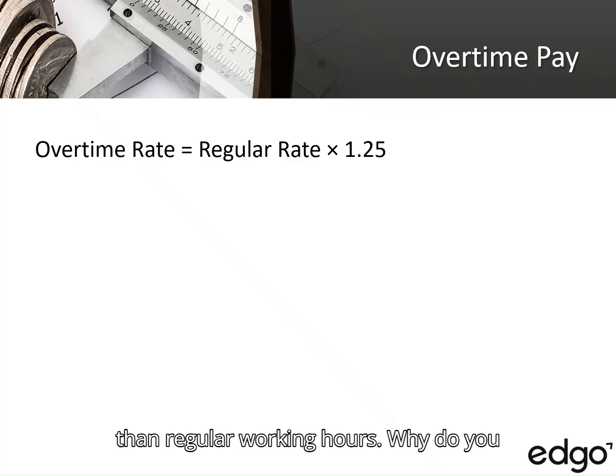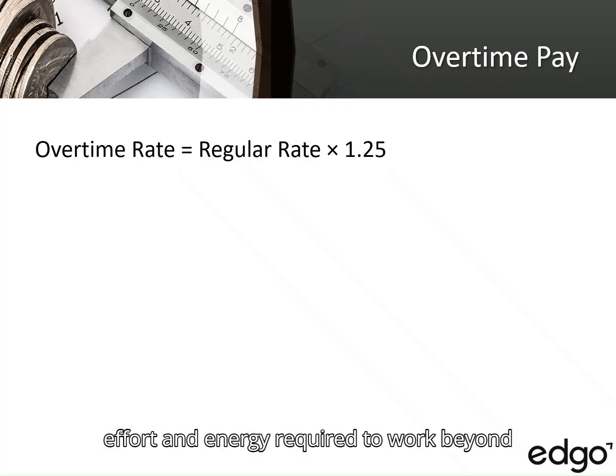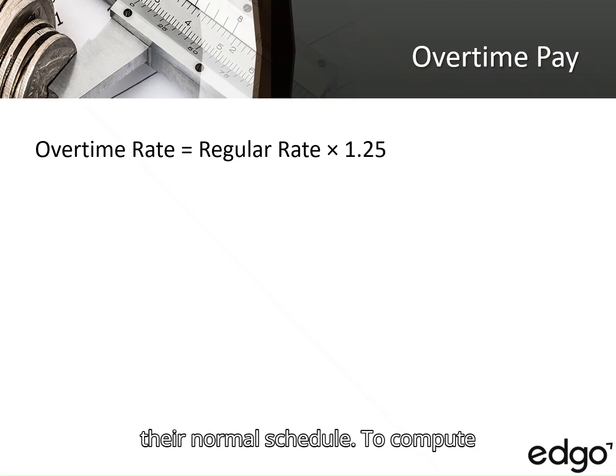Why do you think employees receive overtime pay? That is correct. Employees are compensated for the additional time, effort, and energy required to work beyond their normal schedule. To compute overtime earnings, we first determine the overtime rate. After finding the overtime rate, we multiply it by the number of overtime hours worked. Let us see how this works in an example.